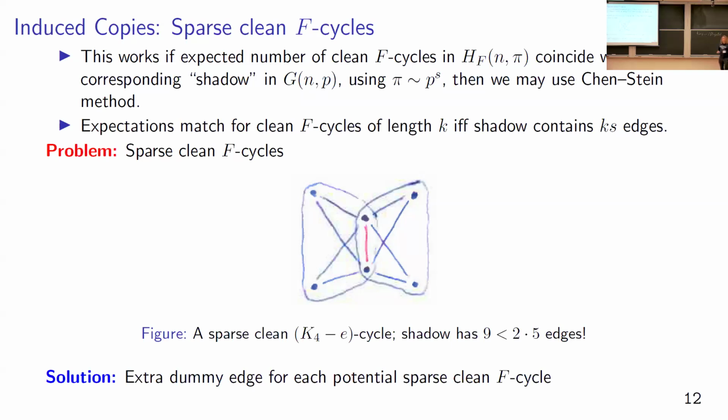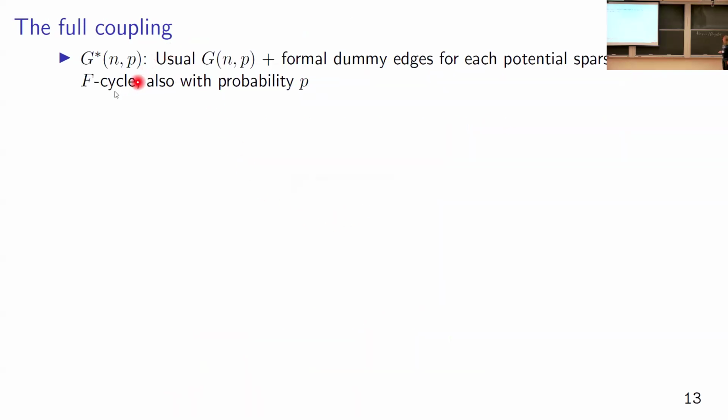Okay, so what's the idea? Well, the idea is we simply introduce an extra dummy edge. So dummy edges are just, well, you have one dummy edge for every potential sparse clean F cycle in your graph. And now you do the following. You look at this G star np. So it's going to be the usual Erdős–Rényi random graph. But now you have the additional dummy edges that correspond to these sparse clean F cycles from the previous slide. And you include those also with probability p independently of everything else.